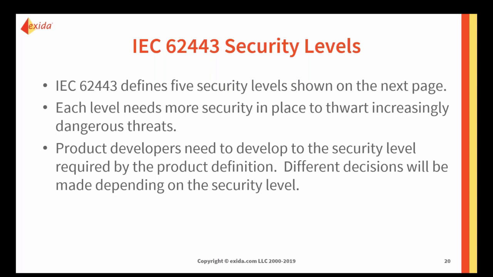One of the things that 62443 brings out is the idea of security levels. There are five security levels, and we'll talk about those on the next page a little bit. But each level basically needs more security in place to thwart increasingly dangerous threats.